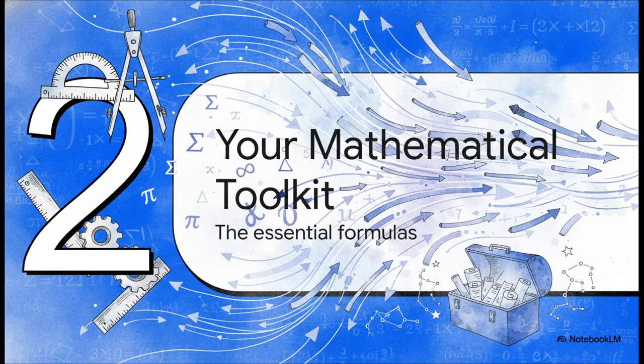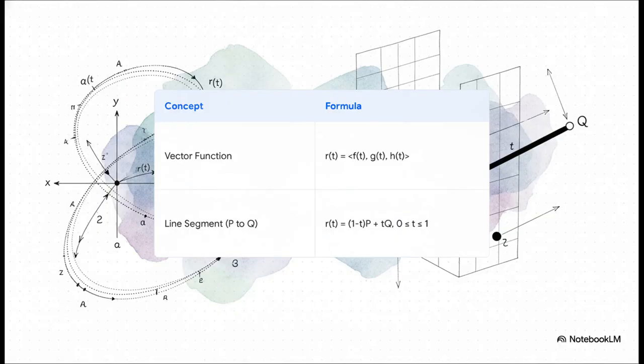All right, every quest needs the right gear, so think of this section as us gearing up, grabbing the essential formulas we're going to need to solve the upcoming challenges. Okay, here are our 2 essential tools for today. First, you've got the general form of a vector function, which we've already seen. But the second one, this is the really clever one. It's the formula for a line segment that goes from some point P to another point Q. Just think of it like a blend.